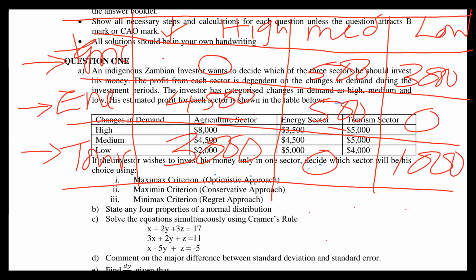Actually, we are trying just to repeat the same thing that we did on high, on medium, and on low. You are choosing the highest payoff. For example, on medium, it was 5,000, right? So we said the 5,000 minus the 5,000 that was here. There was 5,000 payoff from here. It gave us 0. It meant that we have 0 regret in investing in the energy sector when the demand is medium.